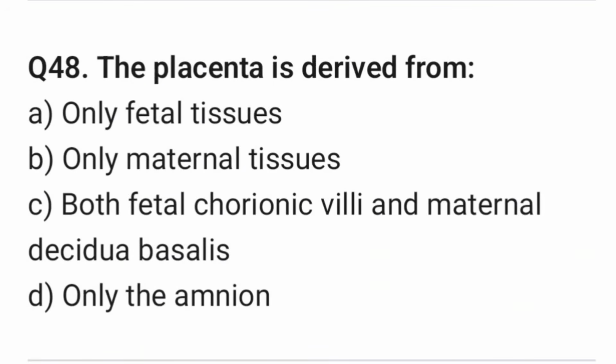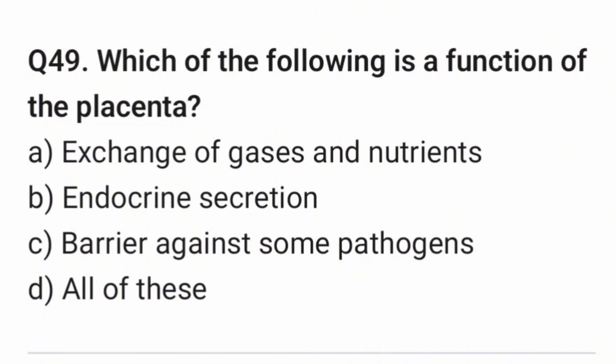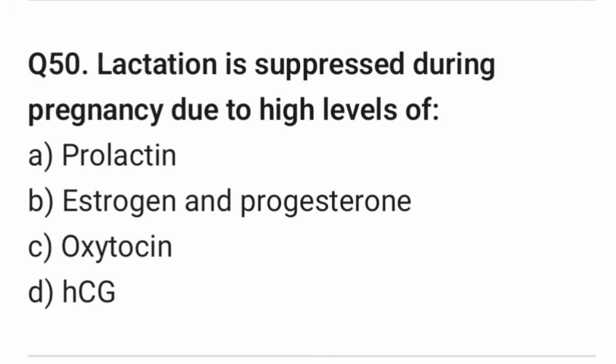Question 48. The placenta is derived from. Right answer is option C, both fetal chorionic villi and maternal decidua basalis. Question 49. Which of the following is a function of the placenta? Right answer is option D, all of the above. Question 50. Lactation is suppressed during pregnancy due to the high levels of. Right answer is option B, estrogen and progesterone.